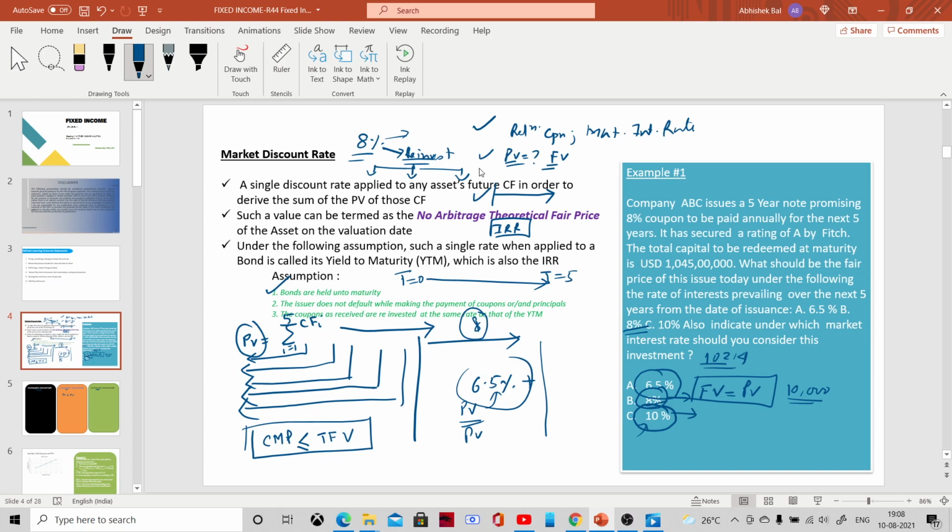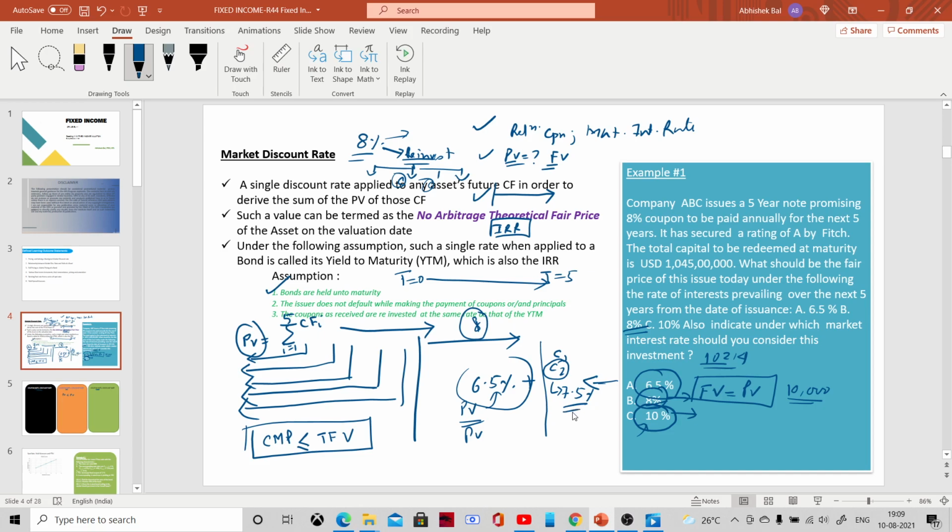The second possibility is that when you receive your first coupon or the second coupon or the third, the market interest rate subsequently has changed. So it could so happen that when you had purchased this bond, the market interest rate for the 5 years term was 6.5%. You received your first coupon, you received your second coupon, but when you received your second coupon, the market interest rate climbed from 6.5% to 7.5%.